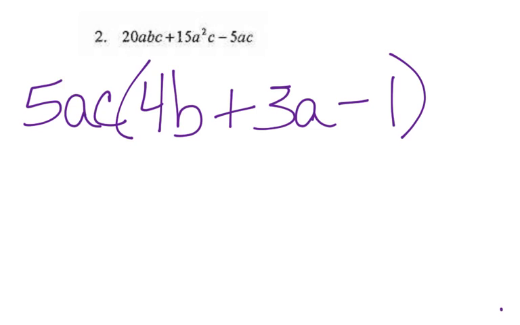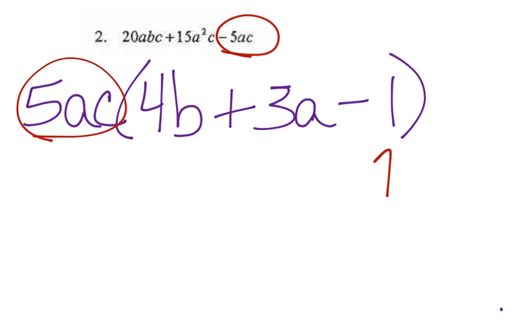Now, if you notice, this 5ac and this 5ac totally canceled. You have to put a 1 there. You can't just leave that spot empty.